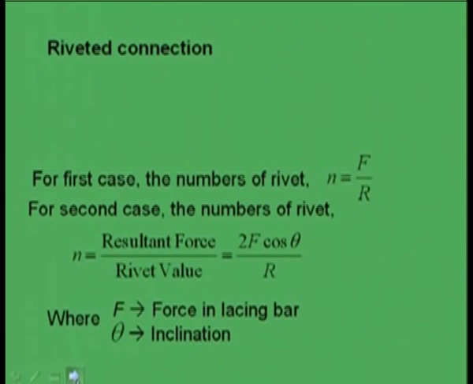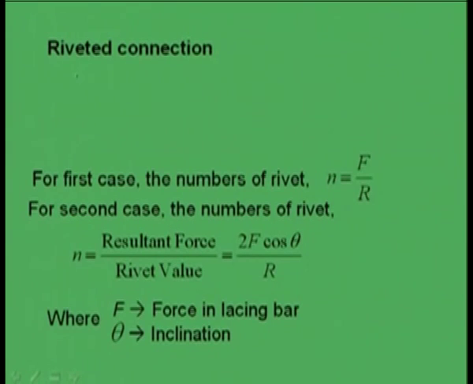Before designing the lacing system, we must know the provisions and the guidelines given by the code, which have to be maintained. If we follow the guidelines, we can easily design a lacing system. Now, for riveted connections, two types of cases can happen. Riveted connection can be made of two types.